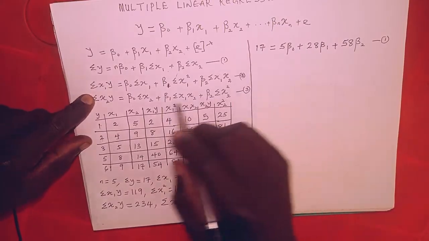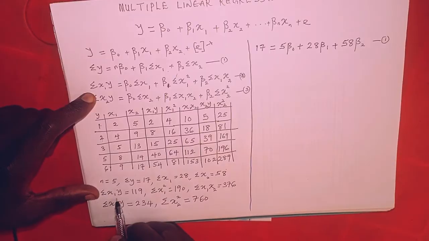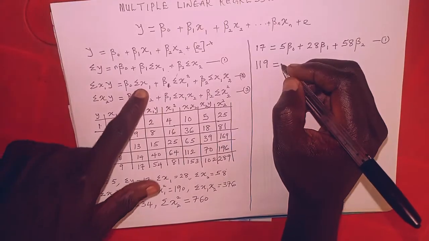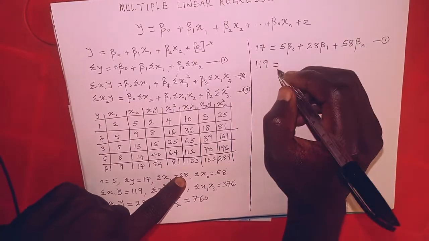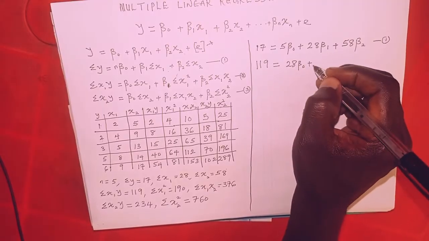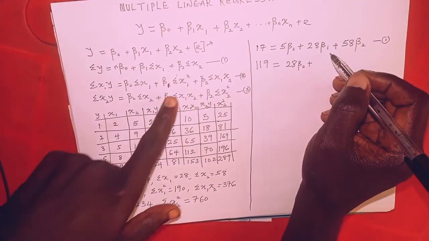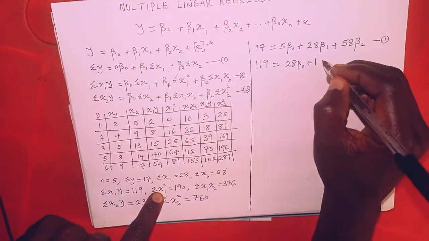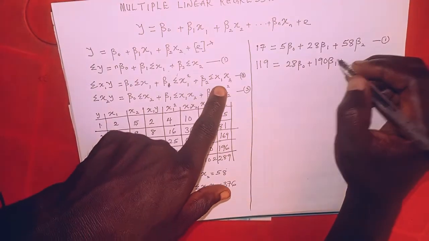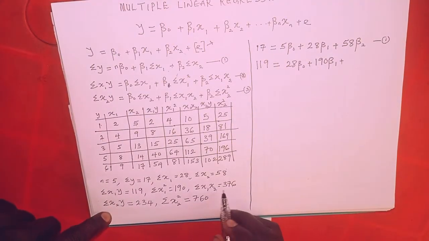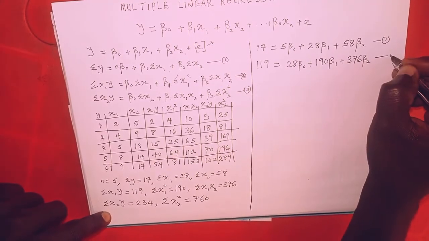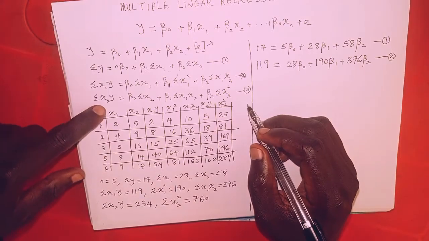For equation 2 now, we have summation x1y. Summation x1y is 119. So we have 119 equals summation x1, which is 28. So we're going to have 28 beta naught plus summation x1 square. Summation x1 square is 190. We have 190 beta 1 plus summation x1 x2. x1 x2 is 376. So we have 376 beta 2. This is equation 2.